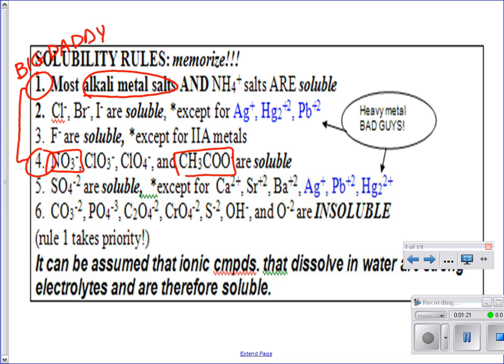Yeah, it's nice to know that ammonium salts, chlorate, and perchlorate are always soluble, but they're not as crucial. It's the nitrate and that alkali metal. Man, you see that constantly. Okay, so those salts are always soluble.